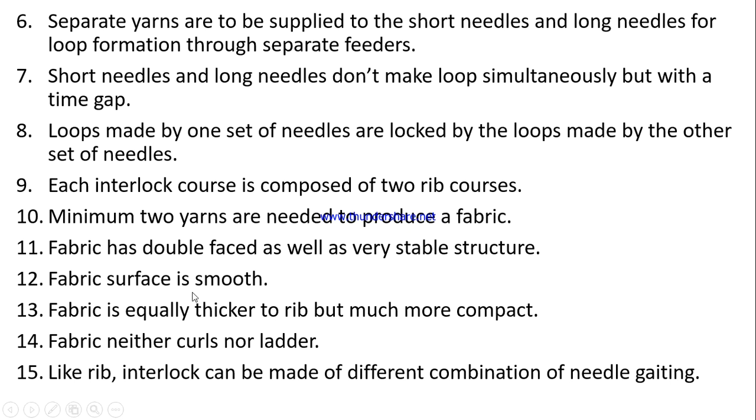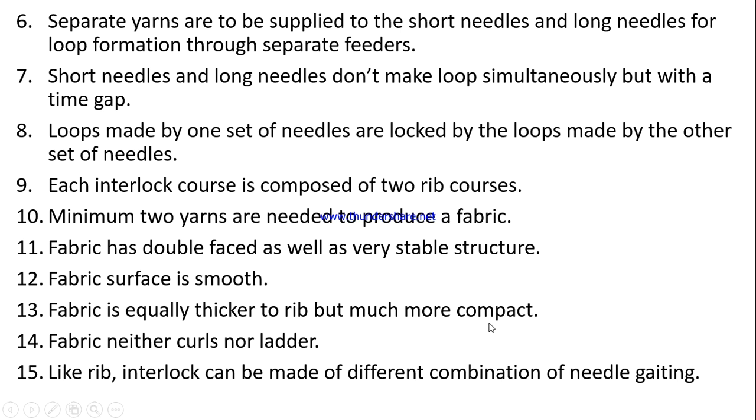Fabric surface is smooth, due to the locking and the even distribution of the loops, both front and back. The structure is very smooth, smoother than single jersey and rib. Fabric is equally thick as rib but much more compact.